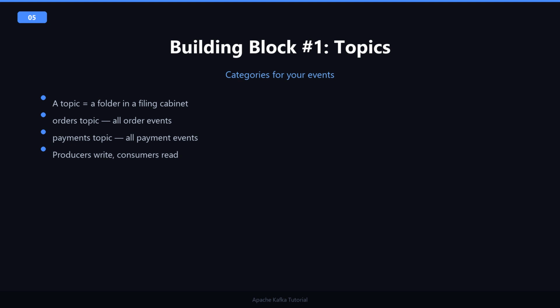Number 1, topics. A topic is just a category or a label. Think of it like a folder in a filing cabinet. All order-related events go into the orders topic. All payment events go into the payments topic. Producers write events into these topics, and consumers read from them.